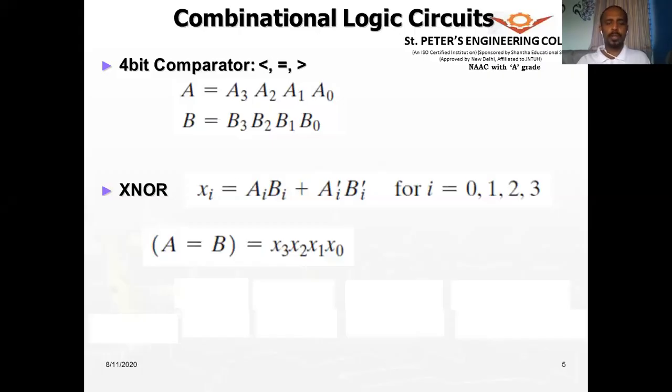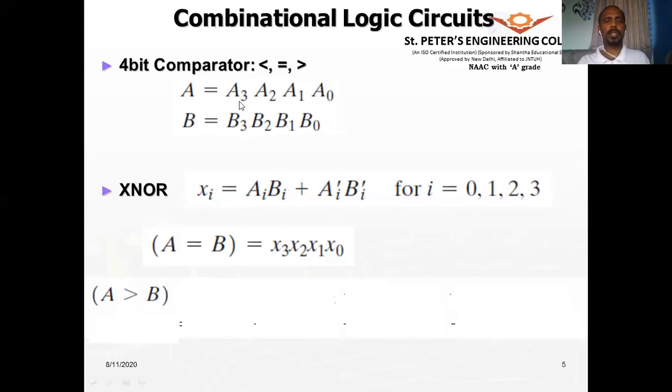So we check for equality condition here. Next, how do we check? What is the summary of the discussion so far? What we have done is use the XNOR gate to check for equality, so XNOR for each bit.